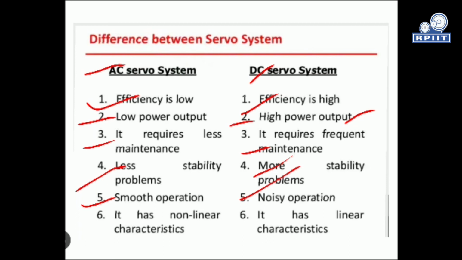Due to additional components, they may be sensitive to environmental conditions, so they will produce noise as well, like a vibration kind of load. The AC servo system has non-linear characteristics and the DC servo system has linear characteristics. Non-linear here means that in the AC servo system the output is not directly proportional to the load position change, but in the DC servo system the behavior is linear.